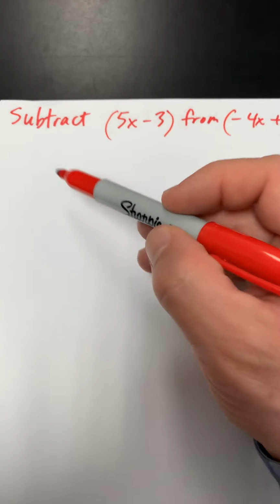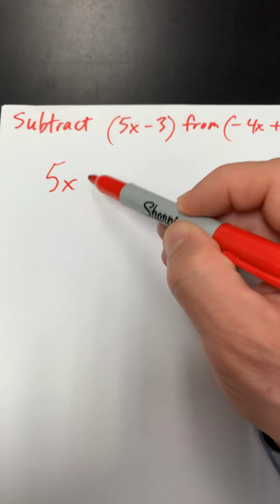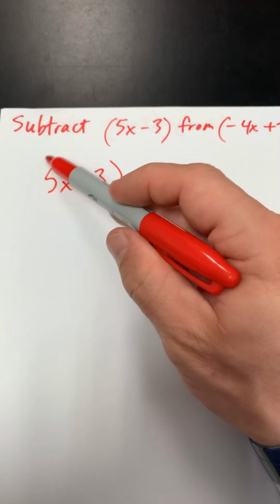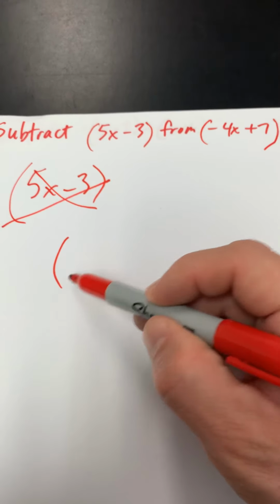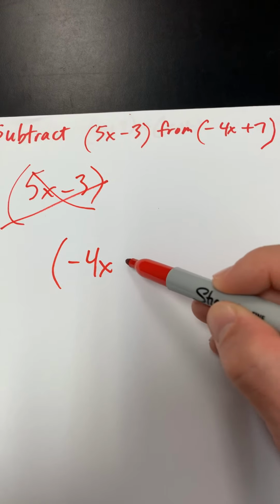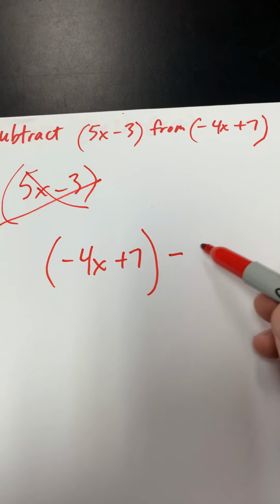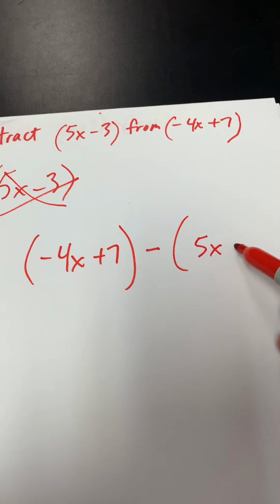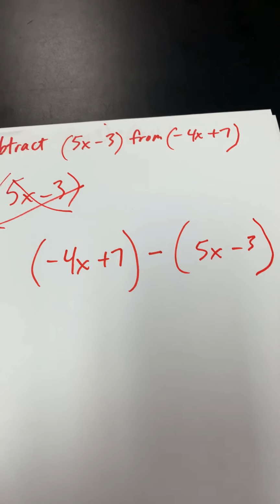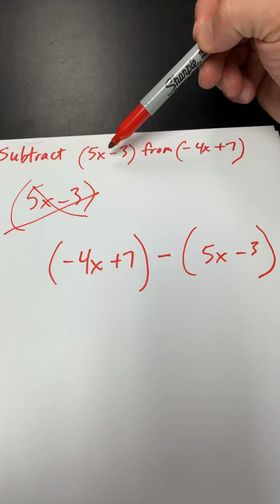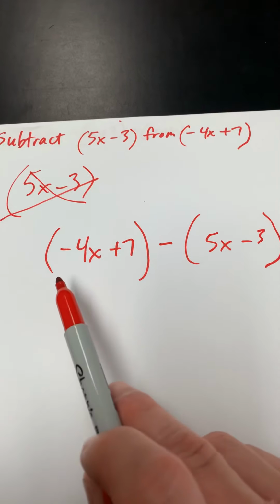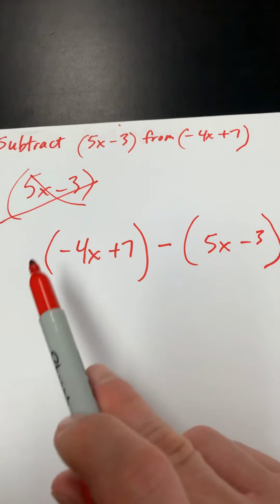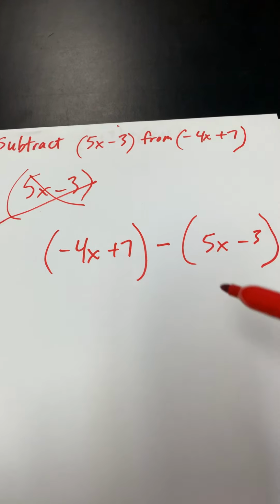So I'm just going to write this. Okay, so we're going to have 5x minus 3 in parentheses. Actually, scratch that. We're subtracting this from this. So it's actually negative 4x plus 7 minus 5x minus 3. Okay, so we're subtracting this from this. The way we get rid of these parentheses is pretty simple.